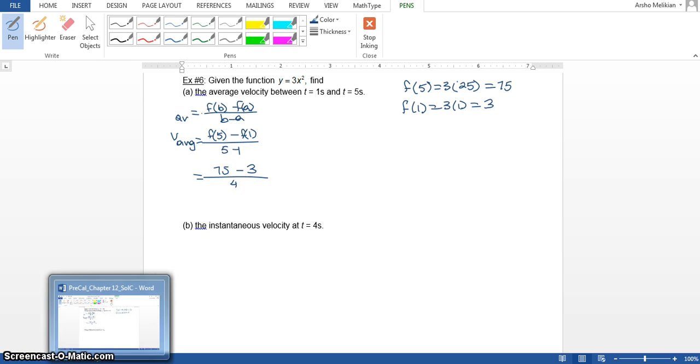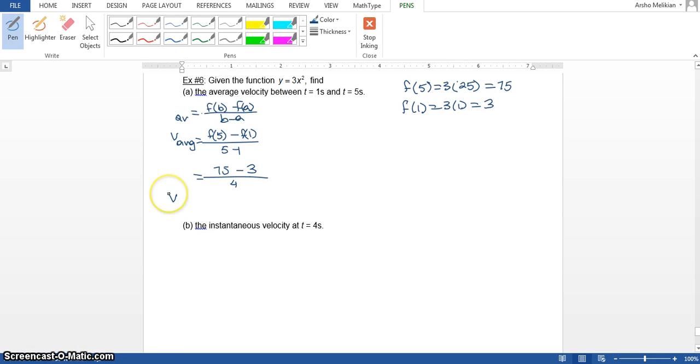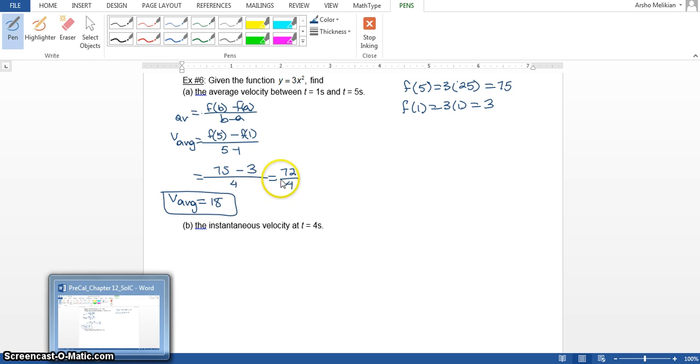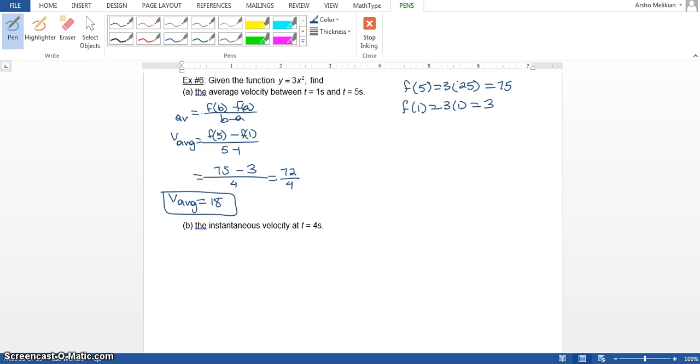All right? And look, it went from a distance of 3 to 75, so it looks like it's moving in the positive direction. So our velocity should be positive. Okay? All right, so v average is 75 minus 3, 72 over 4, which is 18. And like I said, if you're not given specific units, then you don't have to. Otherwise, it would have been feet per second, meters per second, miles per second, and so on. Should I put units per second? No, don't put any units.